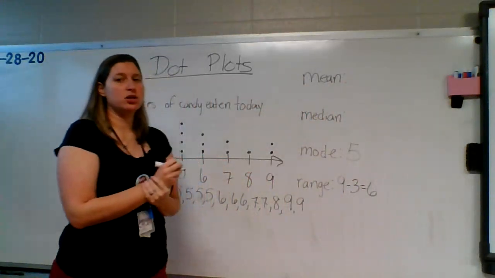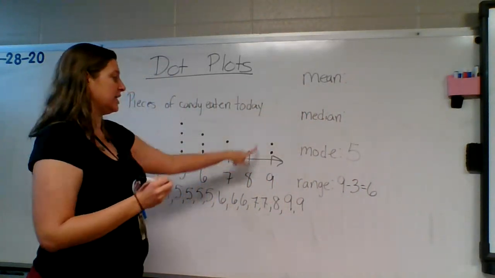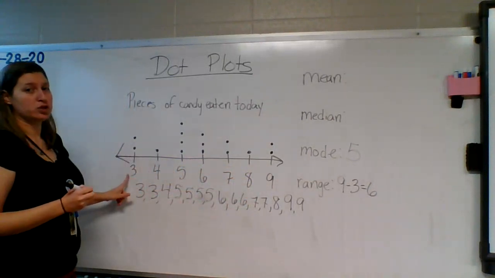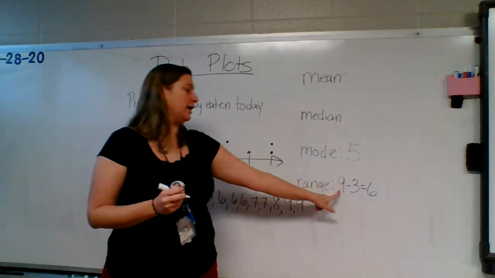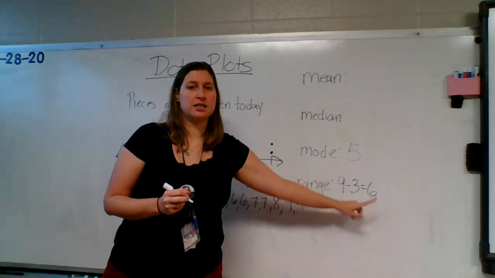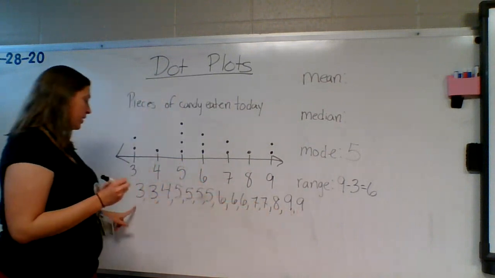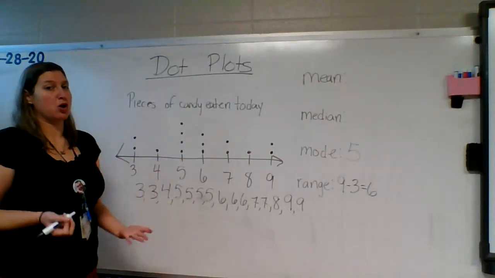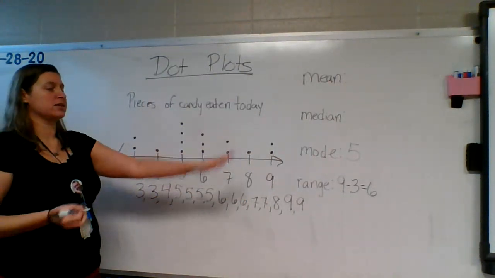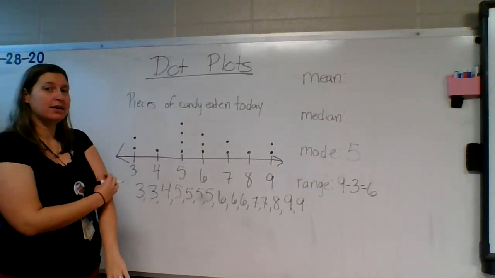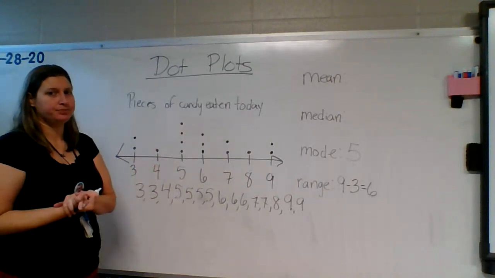So my range is 6 because I did 9, because it's my largest number. I did 3, which is my smallest number. 9 take away 3 is 6. If you wrote out your data, you can also do 9 take away 3 because it's automatically going to be in order from least to greatest if you followed this pattern. But you don't actually have to write out your data to be able to use this dot plot.